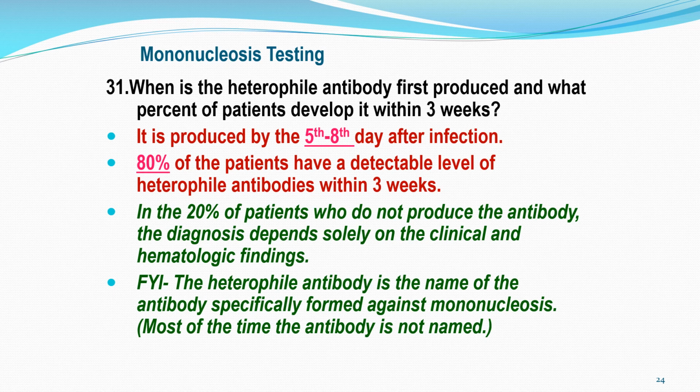So when is the heterophile antibody first produced, and what percent of patients develop it within 3 weeks? It is produced by the 5th to 8th day after infection. 80% of patients have a detectable level of heterophile antibodies within 3 weeks of exposure or infection, right? In the 20% of patients who do not produce the antibody, the diagnosis depends solely on the clinical and hematological findings. And just for your information, the heterophile antibody is the name of the antibody specifically formed against mononucleosis. Most of the time, the antibody is not named.